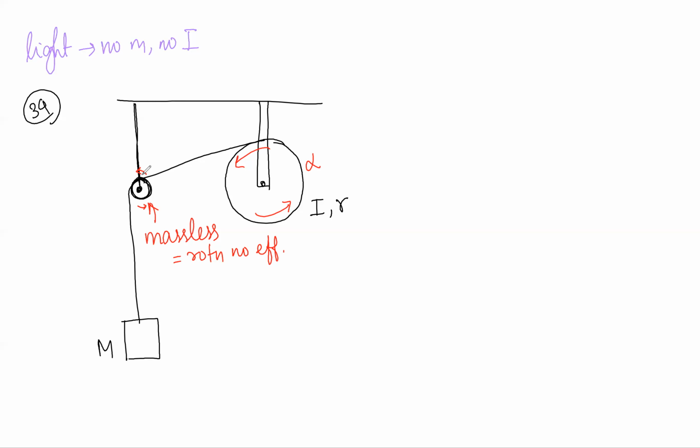So what is the tension in the rope? The tension in the rope is T. What is the tension in the rope over here? That is also T. So isn't there friction over there? Yes, there is. There is friction. But that pulley is massless. So the value of frictional force has to be 0.